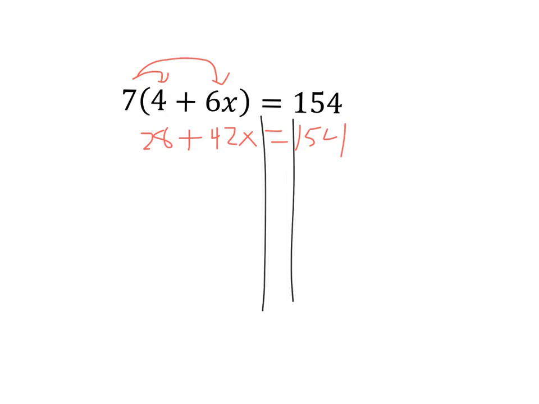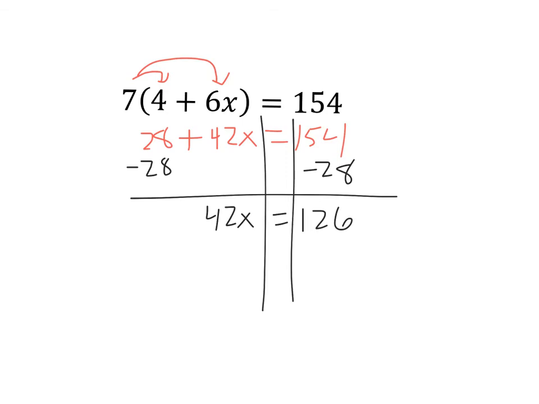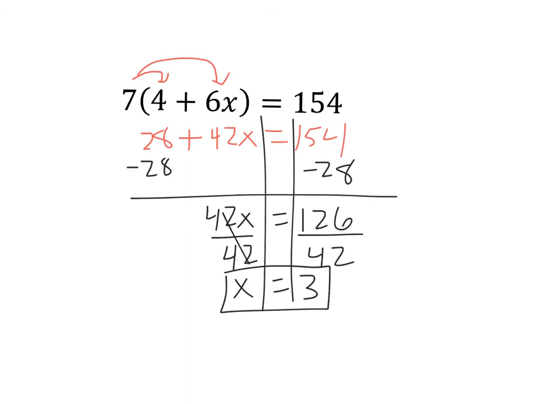We have this 28. Okay, to get rid of a positive 28, we would subtract 28 on both sides. Okay, so 28 minus 28 gives us 0. So we're just left with 42x on the left side is equal to 154 minus 28. That gives us 126. You can check that in your calculator. And then we have 42 times x, so we want to divide by 42 on both sides to undo that multiplication. So we get x is equal to 126 divided by 42 gives me 3. So x is equal to 3 in this case.